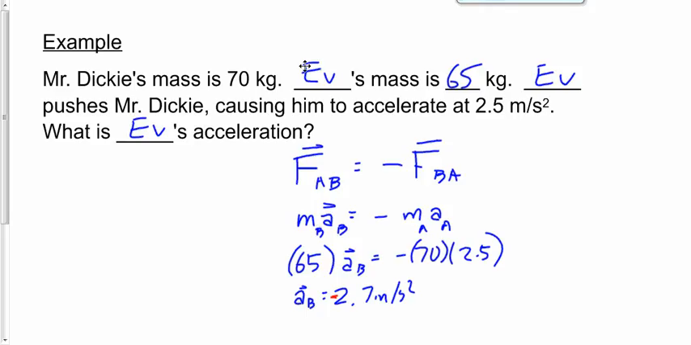Couple things. First of all, why is Everett's acceleration negative? Because it's got to be opposite to my acceleration. He goes forward, I go backwards. Second of all, why is Everett's acceleration more than mine? Same force, right? Why is his acceleration more than mine? Because he weighs a little bit less, right?